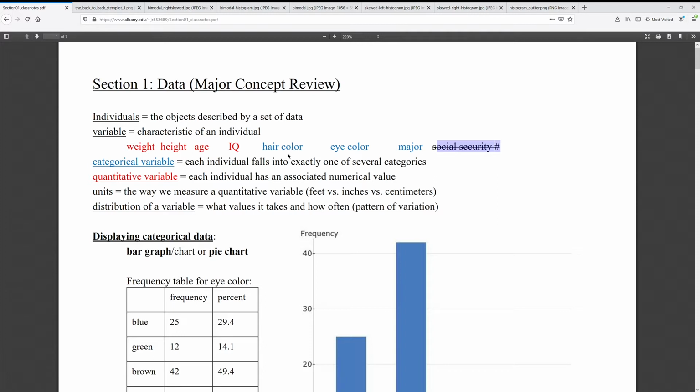For instance, other books will use other names rather than individuals and variables. So if you see different terminology, particularly in the early part of the course, then don't worry about that. In the grand scheme of things, it doesn't matter what we call things, although it is nice if we're all on the same page for the purposes of this course. So I'm going to call them individuals and variables. Other books will call them by other names.